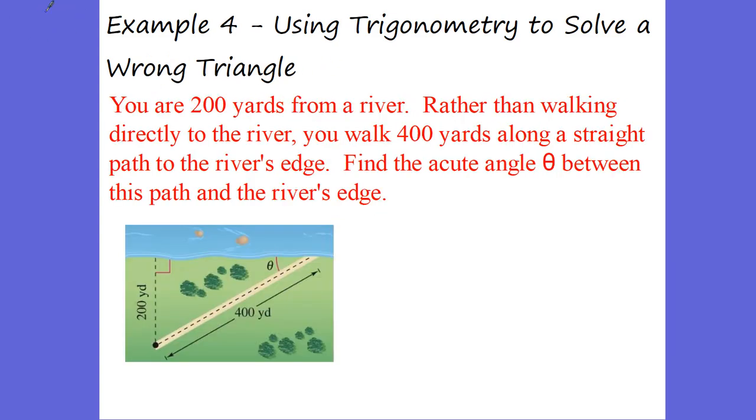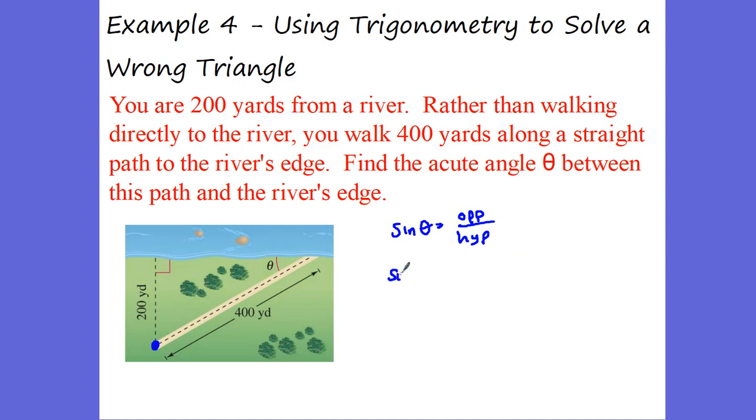Example 4, we're going to use trig to solve this right triangle, and we are 200 yards from a river. So you can see this person's right here, 200 yards. We walk 400 yards, and so we want to figure out this angle. We want to find out this little cute angle right here. And so you can see, we're dealing with the opposite side and the hypotenuse. So if we're dealing with opposite and hypotenuse, we're dealing with sine, aren't we? Sine equals opposite over hypotenuse.